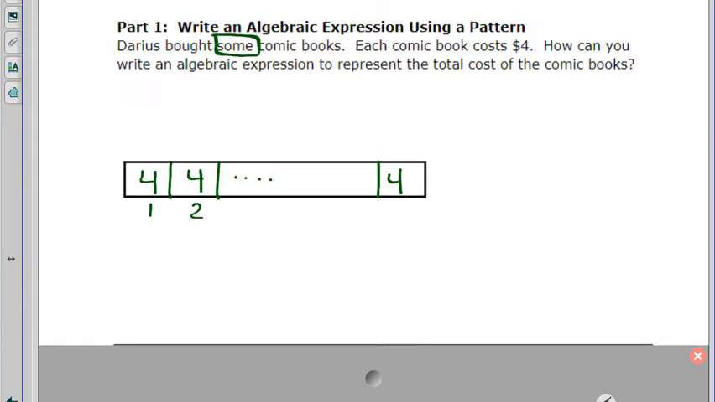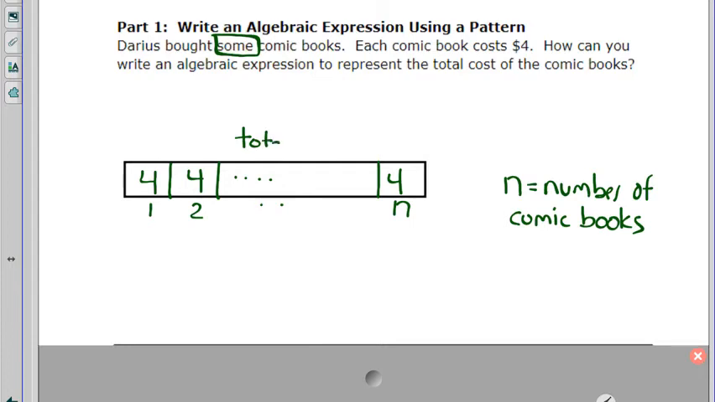So I'm going to call the number of comic books n, for the number of comic books. And so this is going to continue, first book, second book, so on and so forth, and n comic books, okay? And up here is my total cost. That's what I'm trying to find right here. So my expression, this looks like repeated addition or multiplication. I have n groups of 4. And so my expression might be 4 times n.